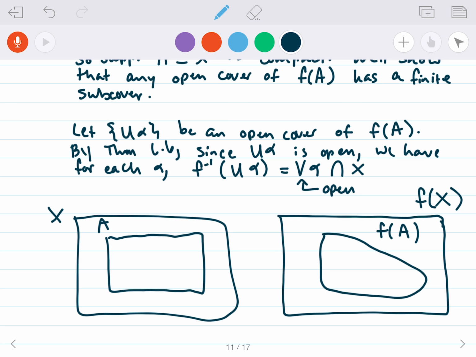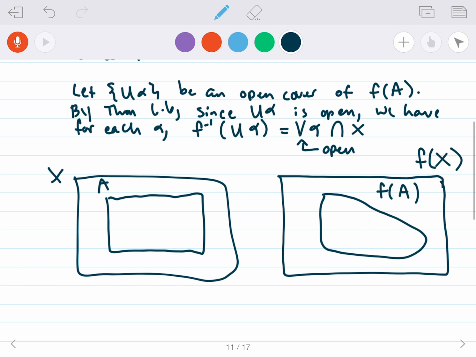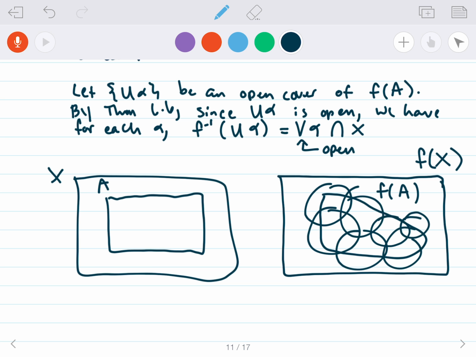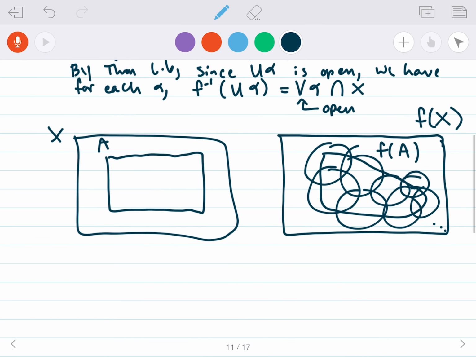And so what we're doing is we have an open cover, right? Infinite, so like dot, dot, dot, dot, dot. This thing completely covers F of A, infinite, and we want to show that we can condense it into finitely many pieces. All right. So we're going to utilize the fact that A is compact.